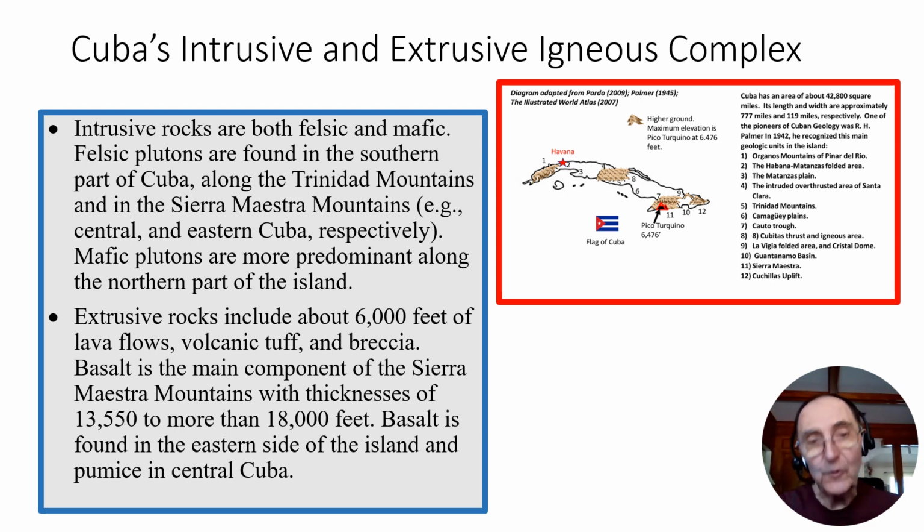Now, the extrusive rocks include about 6,000 feet of lava flows, volcanic tuff, and volcanic breccia. Basalt is the main component of the Sierra Maestra Mountains, with thicknesses somewhere between 13,000 and 18,000 feet. Basalt is found in the eastern side of the island, and pumice is found in central Cuba.